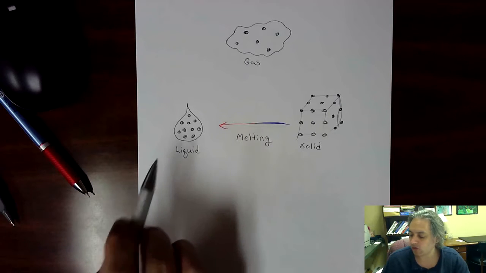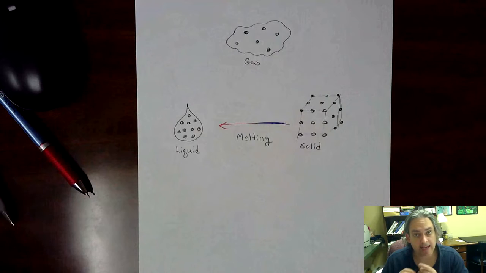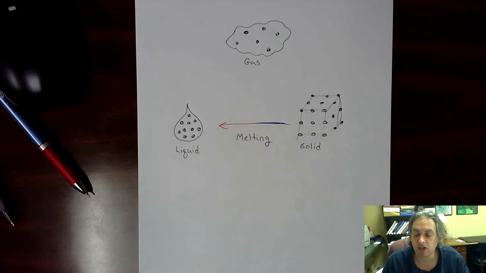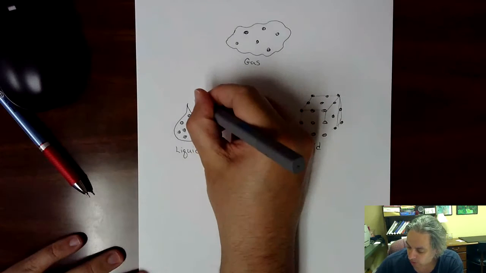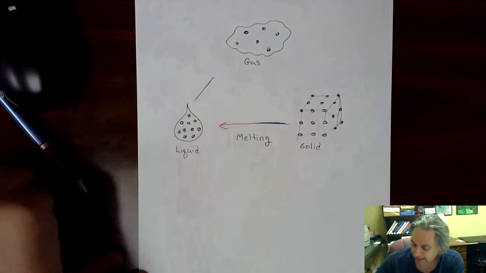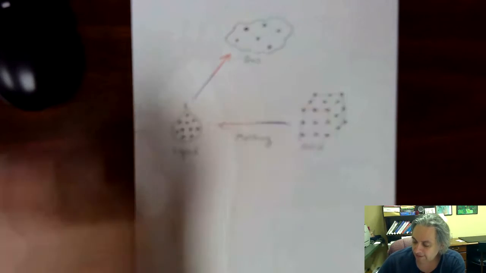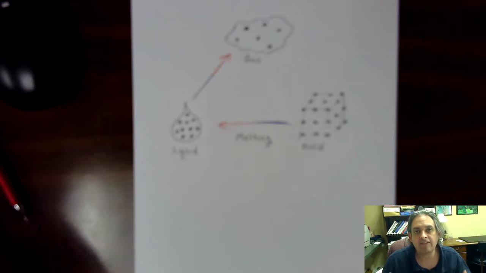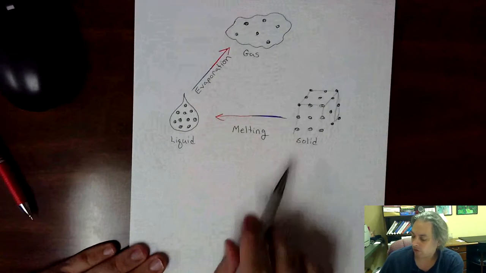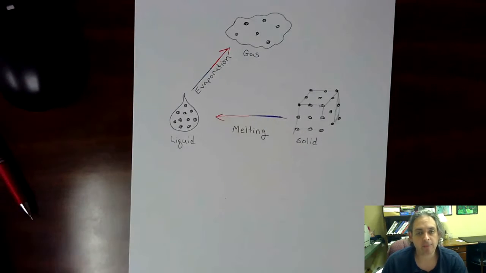Now, what about going from a liquid to a gas? Again, the liquid has a much lower temperature than the gas does. So we're going to start off with a cooler temperature, and then eventually we get to the warmer temperature. And that, when we go from a liquid to a gas, we call evaporation. So going from a solid to a liquid is melting, and liquid to a gas is evaporation.